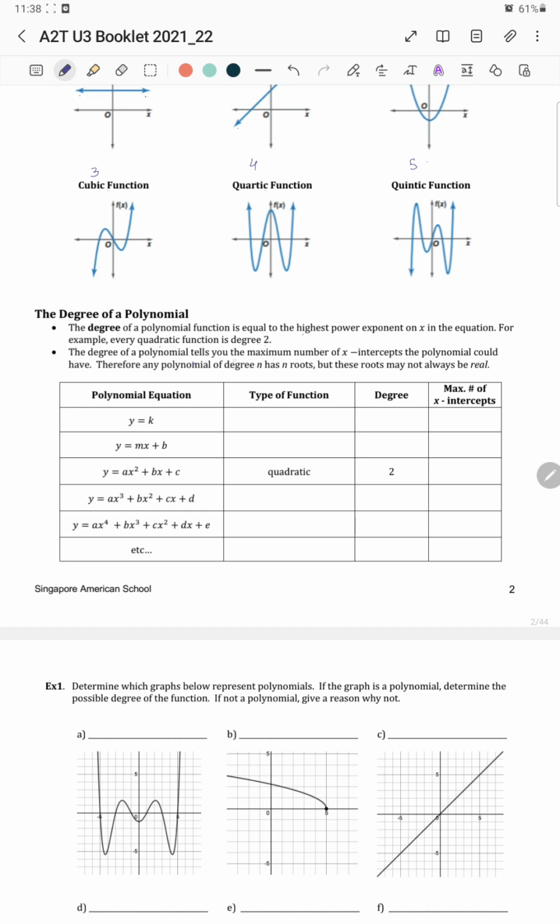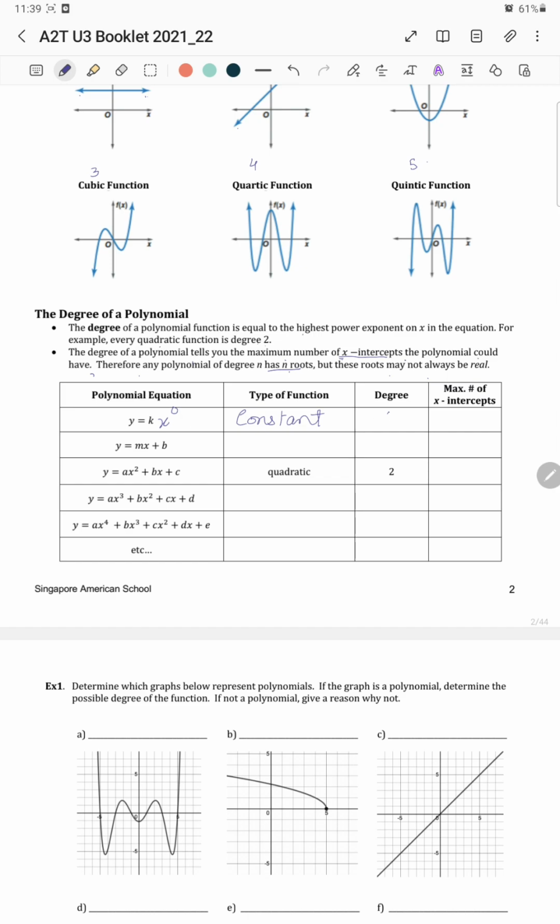The degree of the polynomial tells you the maximum number of x-intercepts the polynomial could have. Degree of the polynomial means the function has maximum x-intercepts, or the graph is intersecting the x-axis at the maximum points. Therefore, any polynomial of degree n has n roots, but these roots may not always be real. So if we have a polynomial equation of y is equal to k, so we have x to the power 0 over here. So the type of the function is constant.